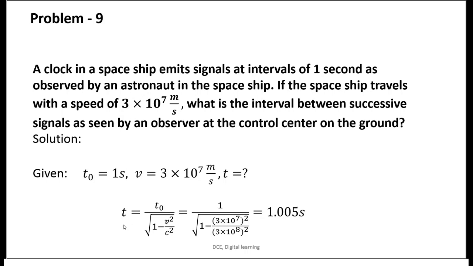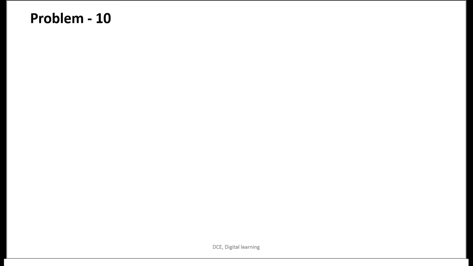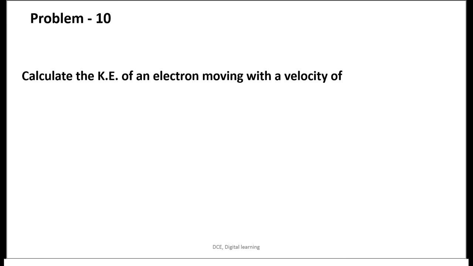Look at here, the time recorded by the person on the ground and the time recorded by the person in the spaceship are different. This time, that is t, is somewhat greater than t naught. This is called time dilation. Move on to the 10th problem.